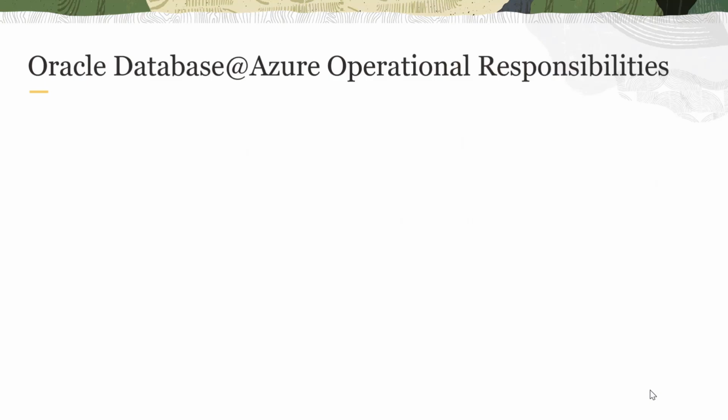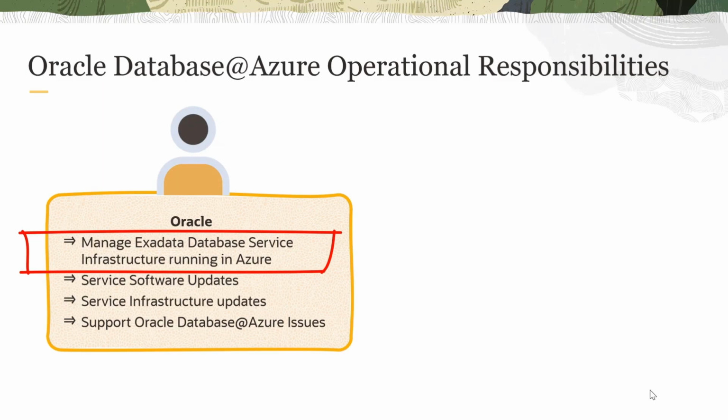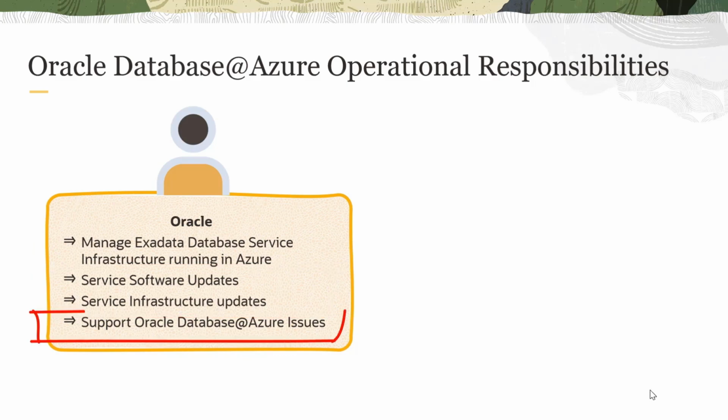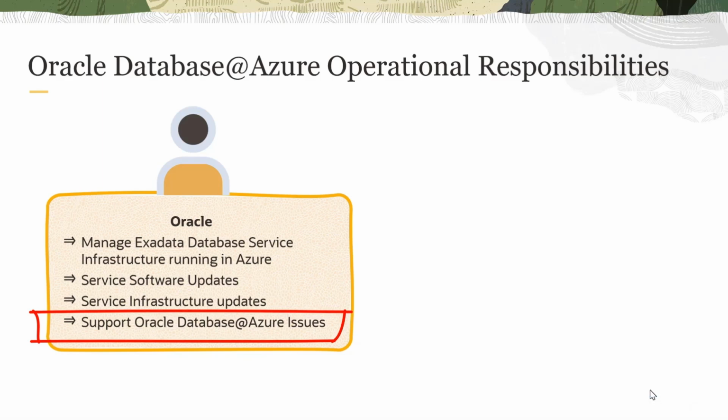Let's discuss the task responsibilities that would be held by the customer and Oracle while using Oracle Database at Azure service. Oracle Cloud Operations team is entirely responsible for managing the Exadata database infrastructure and the VM cluster resources that are provisioned in Microsoft Azure Data Center. Oracle is responsible for maintaining the service software and infrastructure by applying updates as they are released. Any issues arising from the OCI database service and the resources would be addressed by Oracle support. You have to raise a support ticket for them to investigate and provide resolution.